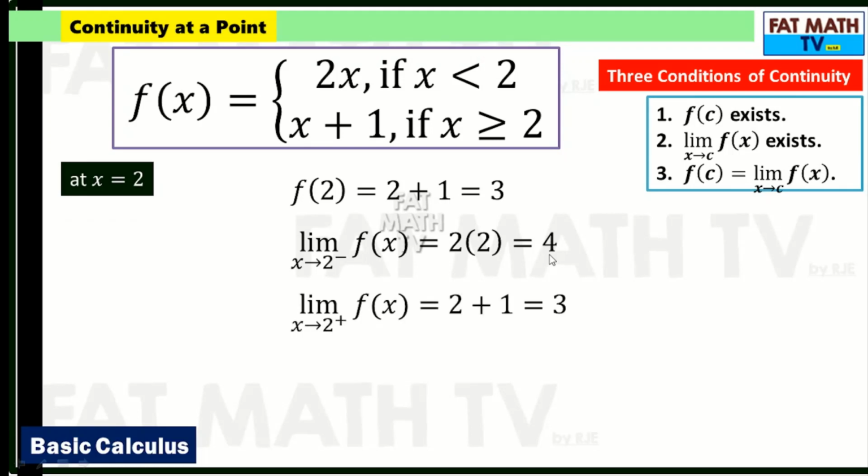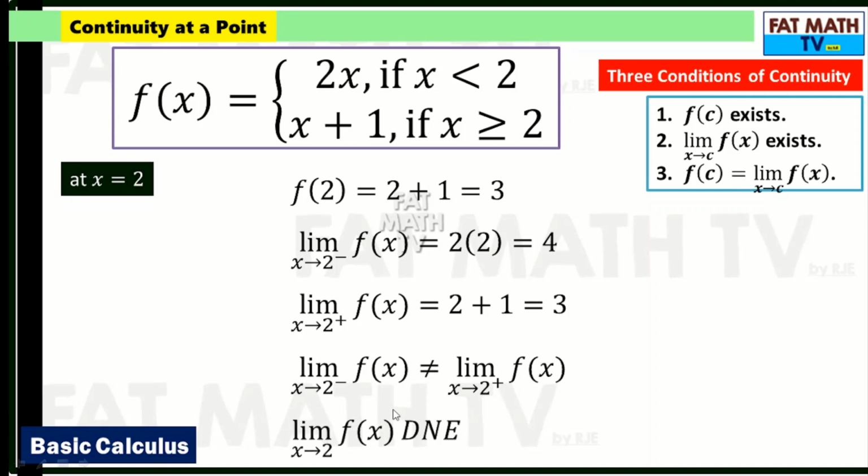How about from the right? So if you're from the right, you have to use values 2.01, 2.001, 2.00001, and those values are greater than 2. So you have to substitute here at x plus 1. So 2 plus 1 is 3. So the limit from the left is 4. The limit from the right is 3. These two are not equal. Therefore, the limit of f of x as x approaches 2 does not exist.